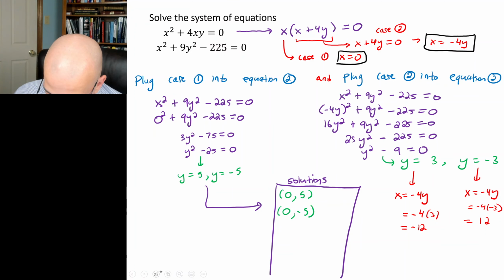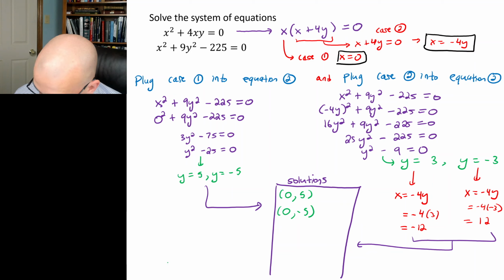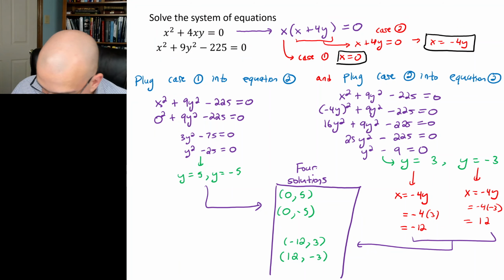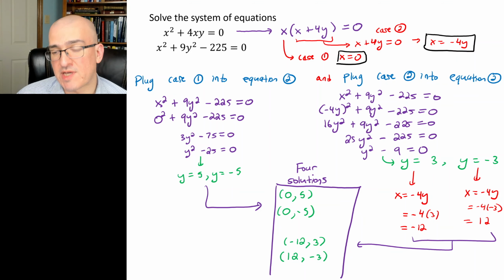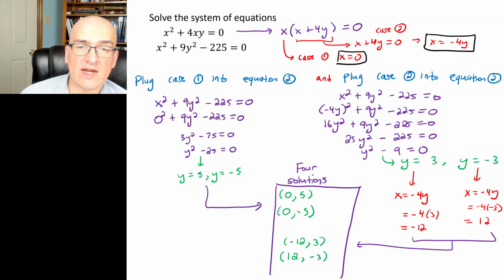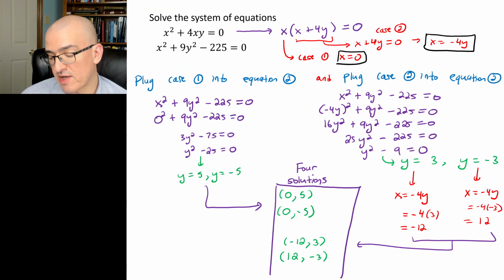Now we'll add these solutions to our box. So we get the x value of negative 12 paired with the y value of 3. And we get the x value of positive 12 paired with the y value of negative 3. So we end up with 4 solutions. Just as a warning, sometimes when you use the case method, one of the cases, or maybe even both the cases, will not yield a solution. You'll get something like y squared plus 9 is equal to 0, which is impossible. There's no solution for that in terms of real numbers.